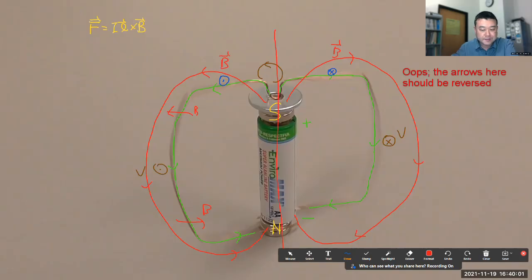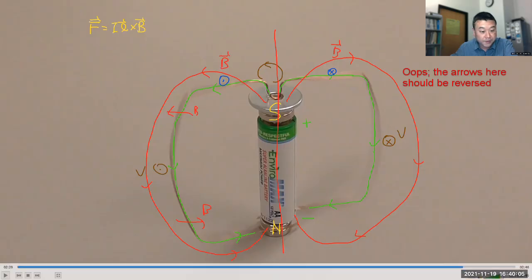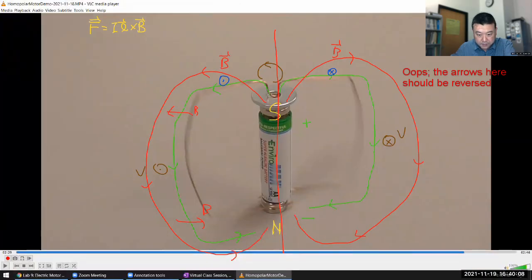So anyways, that's how the homopolar motor operates, kind of this way. The current flowing through the loop of wire is causing those forces to be exerted on the wire, so it rotates like this. But it'll pop out in a little bit.